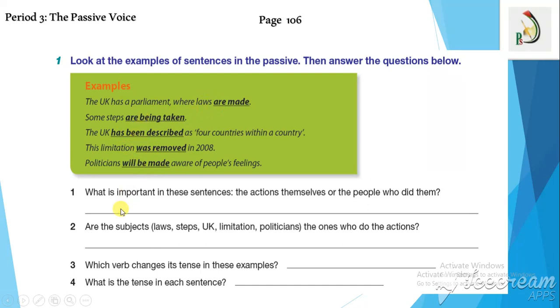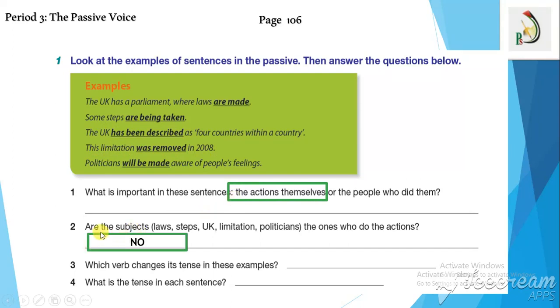Let's go to the exercises. What is important in these sentences? The actions or the people who did them? We do not know who did it. For example, this limitation was removed in 2008. So who removed it? We don't know. So the answer is the actions themselves.